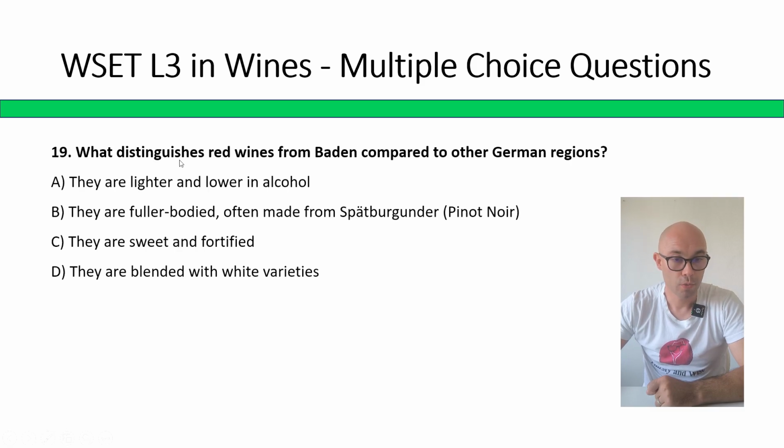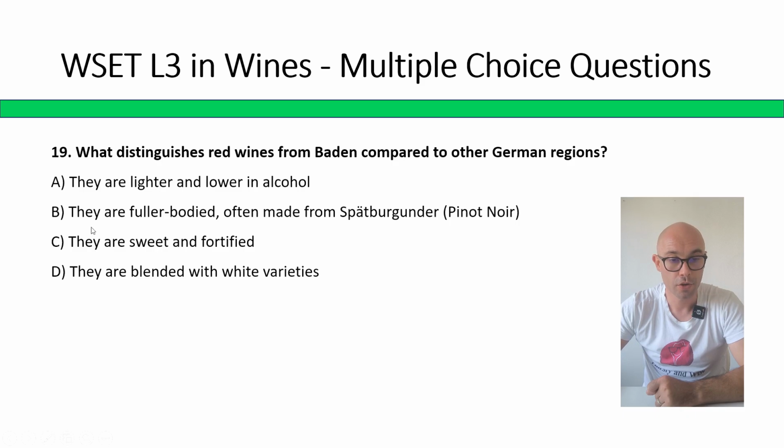What distinguishes red wines from Baden compared to other German regions? They are lighter and lower in alcohol, they are fuller bodied, often made from Spätburgunder, Pinot Noir, they are sweet and fortified, they are blended with white varieties. The correct answer is B.